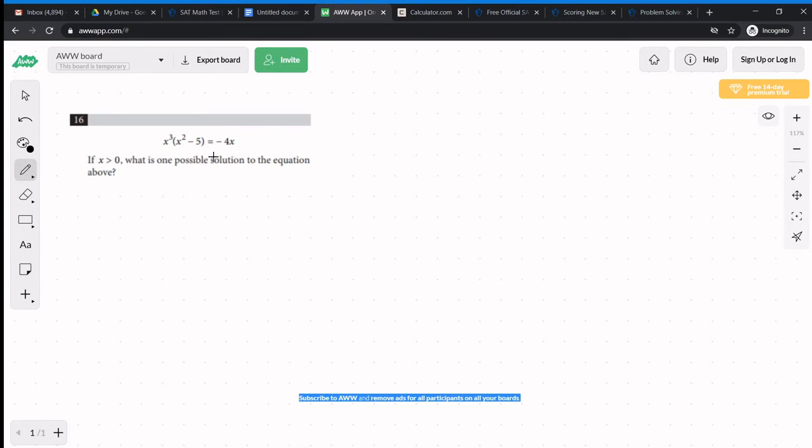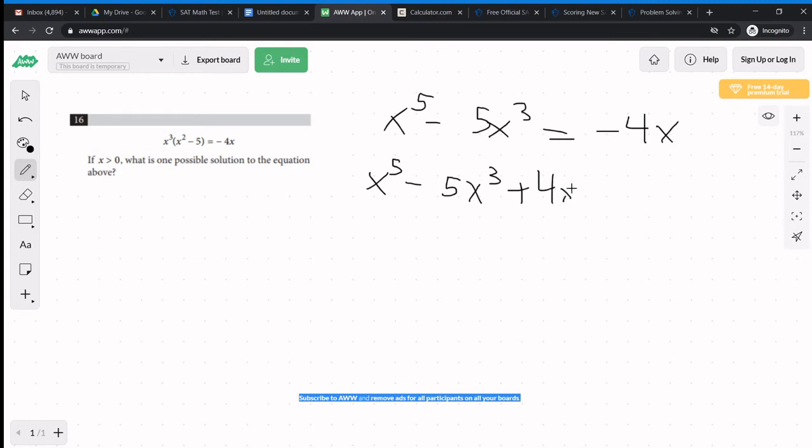Whenever we're solving, we want one of the sides to equal 0. So let's get into that format. x to the power of 5, I'm just going to distribute this equation really quick, minus 5x to the power of 3 equals negative 4x. We're going to add 4x to both sides, plus 4x equals 0. Now we're going to factor an x out because we can.